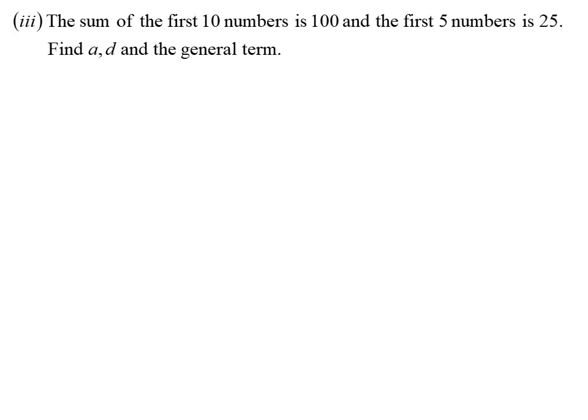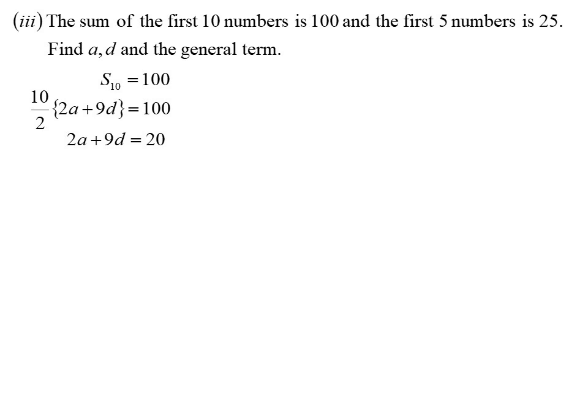The sum of the first 10 numbers is 100, and the first 5 numbers is 25. So what's the first term, the common difference, and the general term as well? So what do we know? Sum to 10 was 100. That means that 10 on 2, 2a plus 9d, using that second formula we looked at, is equal to 100.